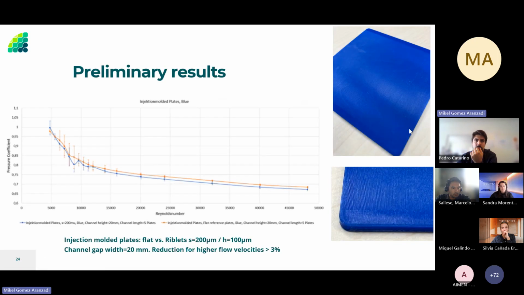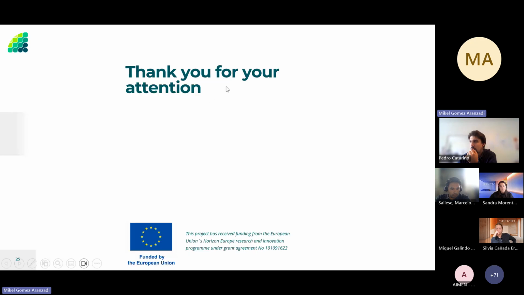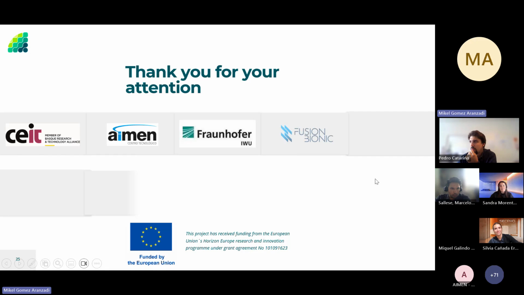So we are doing the texturing right now of the final demonstrators. We don't have results for them yet, but in this pre-validation we did with simpler parts, injected with the same material as the industrial fans, we already saw a reduction of 3% in the drag. So this is very promising. So this is all from my side, and thank you for your attention.